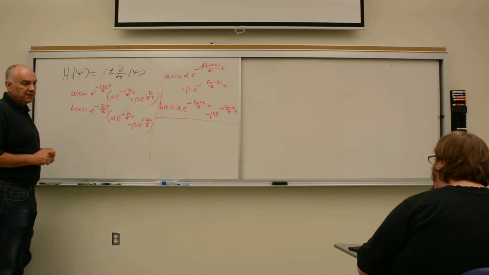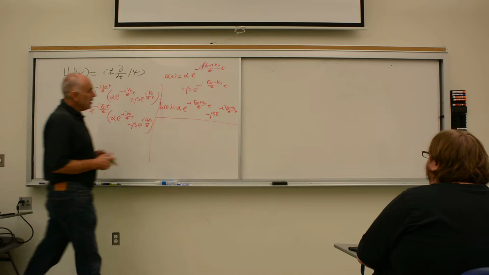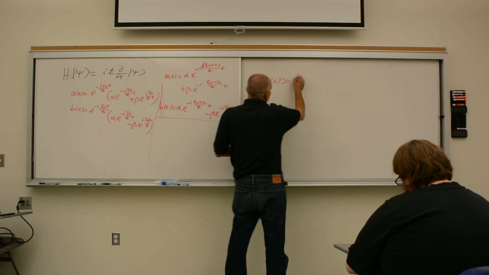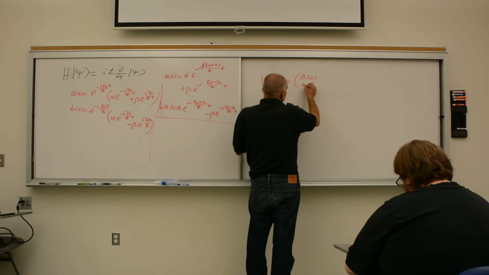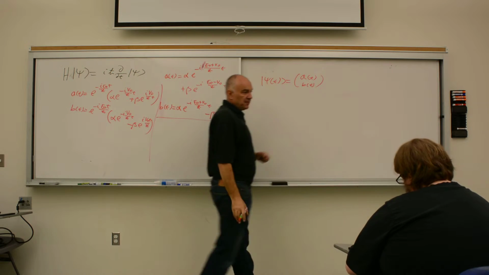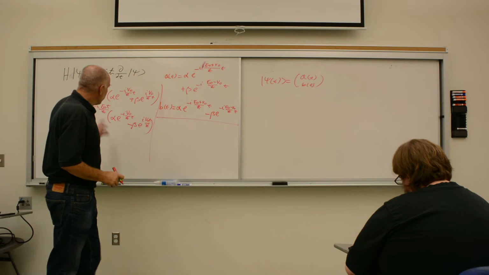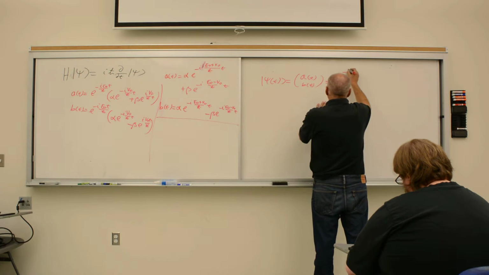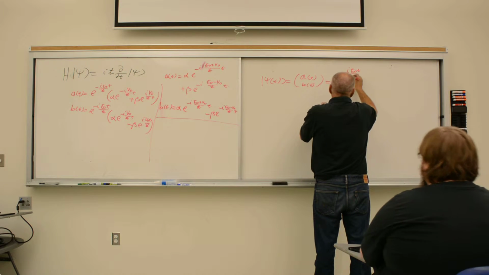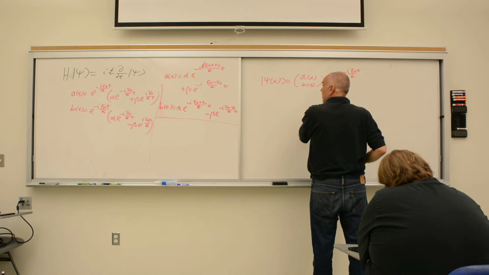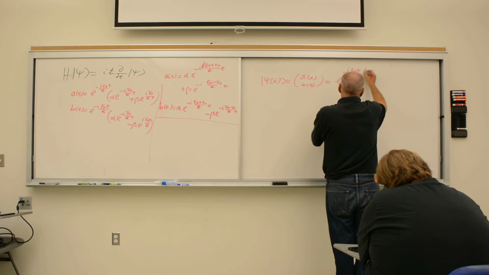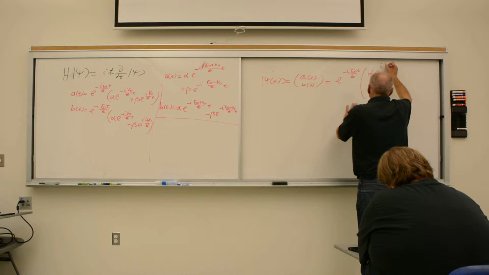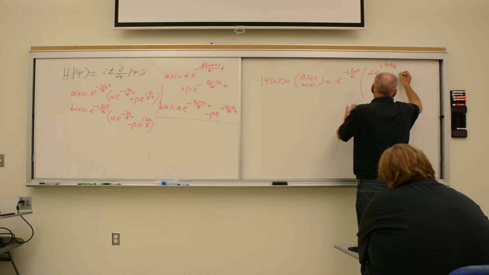So far we are good, right? And then the arbitrary state psi of t, which we wrote as A of t, B of t, is just this state. So this is e to the minus i E0 t over h bar. And then we will have alpha e to the i B0 t over h bar plus beta.